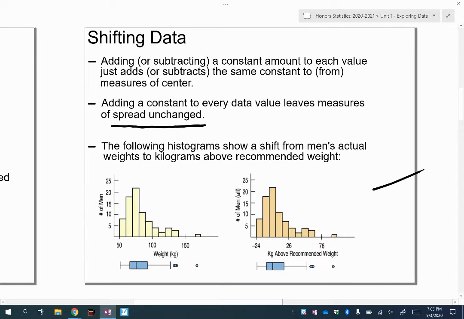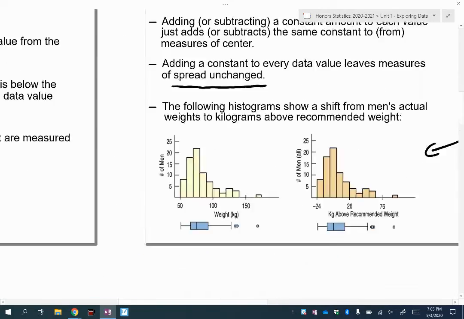This visual here is just showing you that when they shift the weight for men from kilograms to kilograms above the recommended weight, they're shifting the data. You'll see there's no change in the shape of the histograms or the box plots. So when you shift the data by adding or subtracting a constant amount to each value, you're not going to change the shape of it.